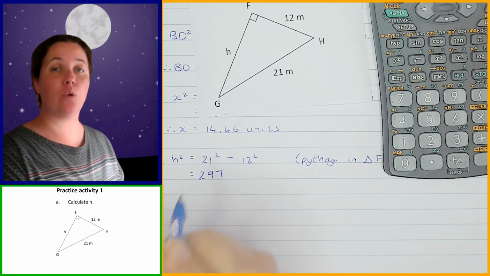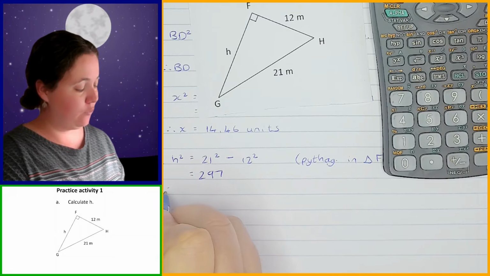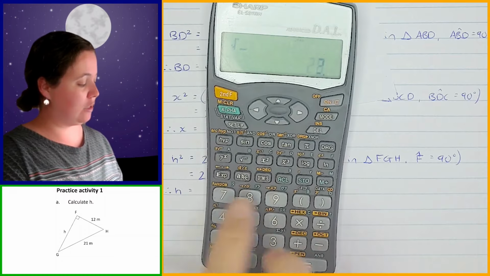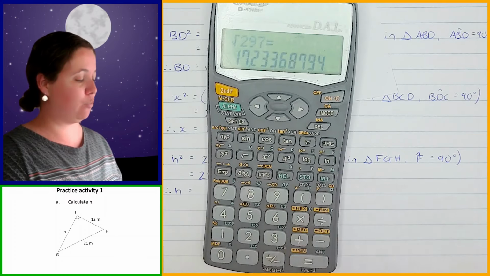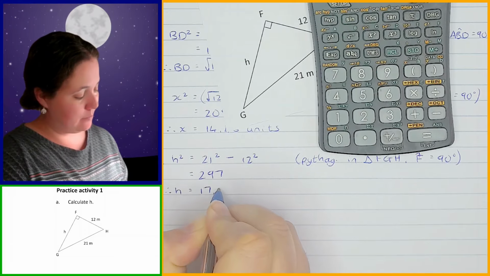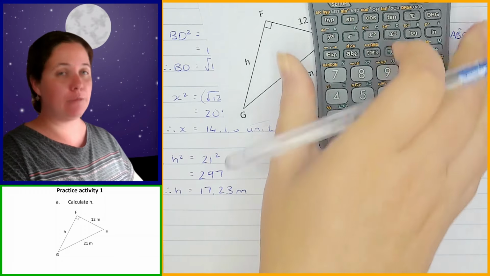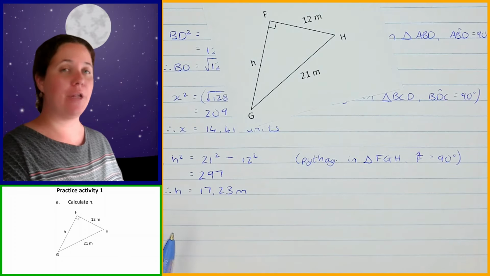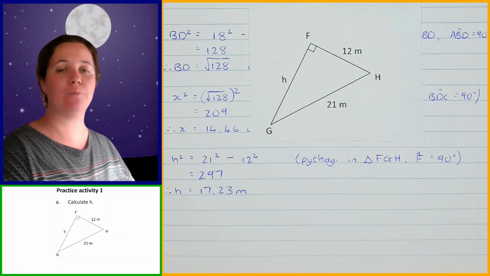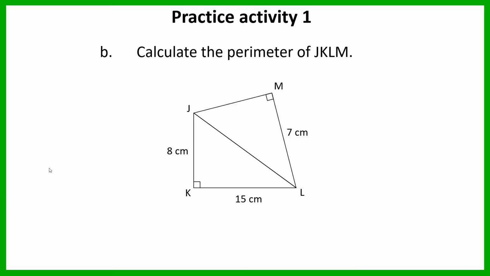Now we're going to go and work out what h is by square rooting. So therefore, h is equal to the square root of 297, and that gives us 17.23, and that is meters. So that we should have got for question A, that h is 17.23 meters. Right, now we're going to go on to question B. In question B, you need to calculate the perimeter of JKLM. I'm going to give you 3 minutes for this question.